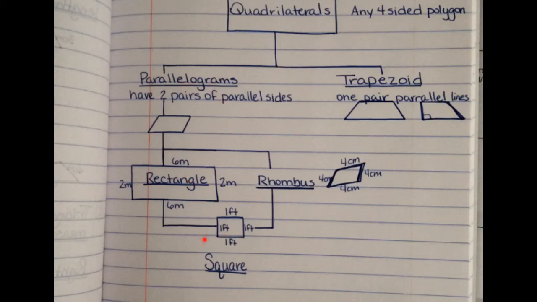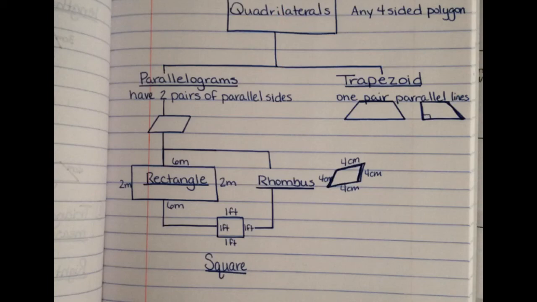As you go back and trace the line back up to quadrilateral, each one of those is that category. So you follow the rhombus up, it is a parallelogram. It is a quadrilateral. The square is a rectangle, is a parallelogram, and is a quadrilateral. The trapezoid is just a quadrilateral. The parallelogram is a quadrilateral.